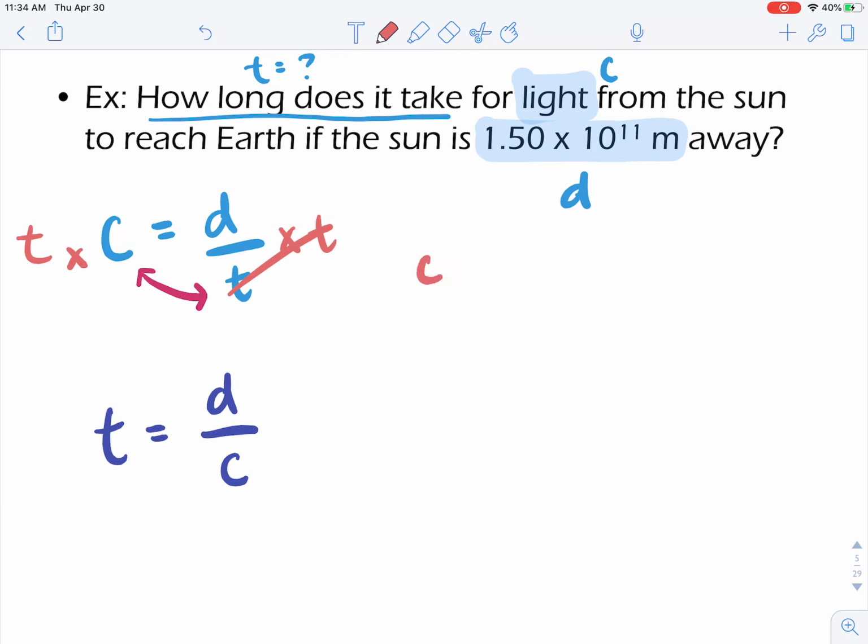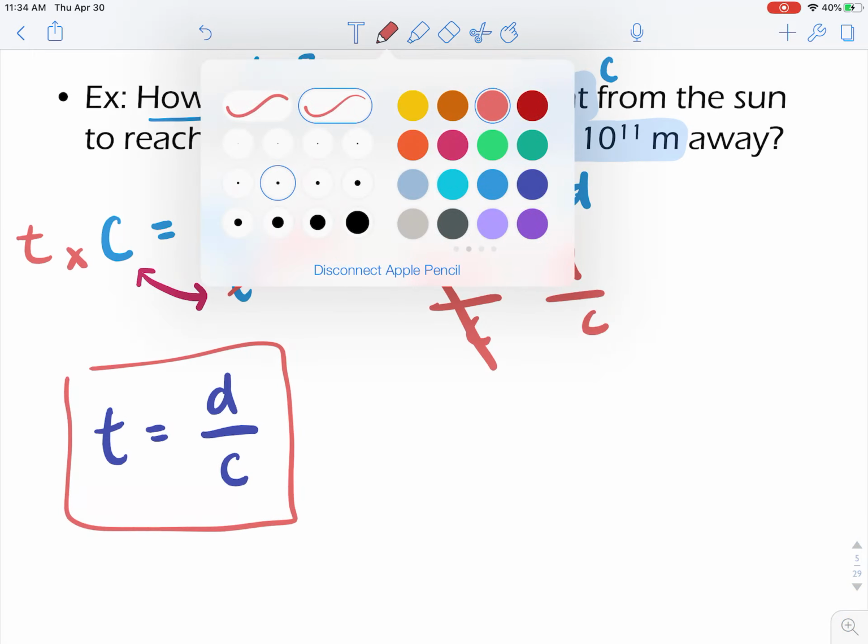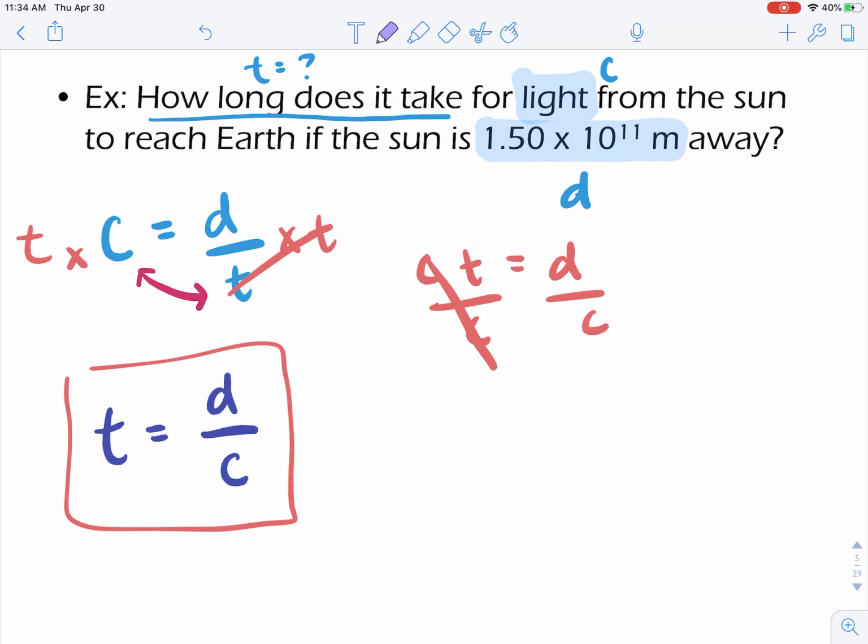Just multiply both sides by time to rearrange. I end up with speed of light times time equals distance. And then if I divide both sides by speed of light to get time by itself, I get this equation over here that I made. Or you can use that shortcut. But now that I have an equation, I just plug in the numbers that were given to me.